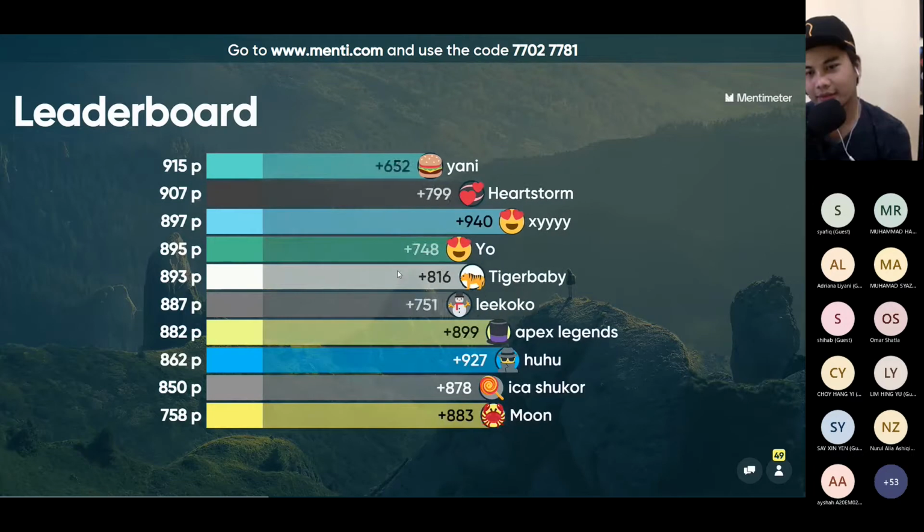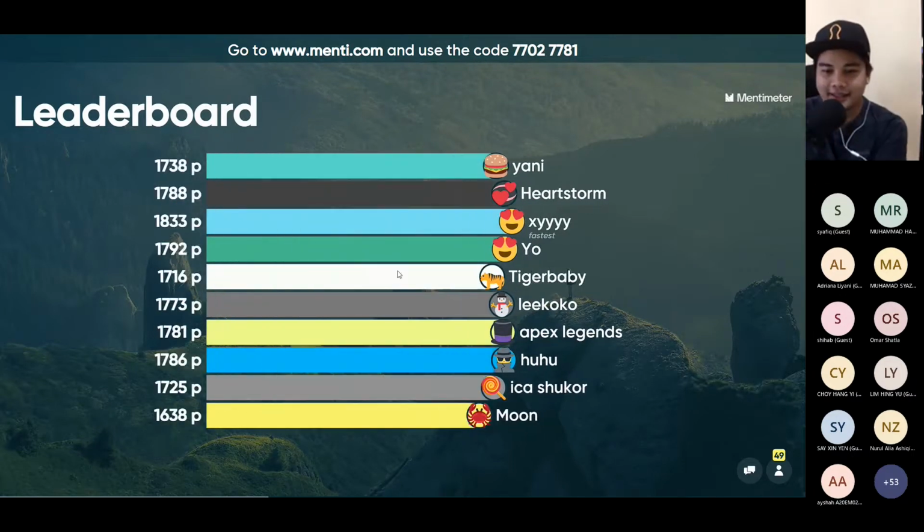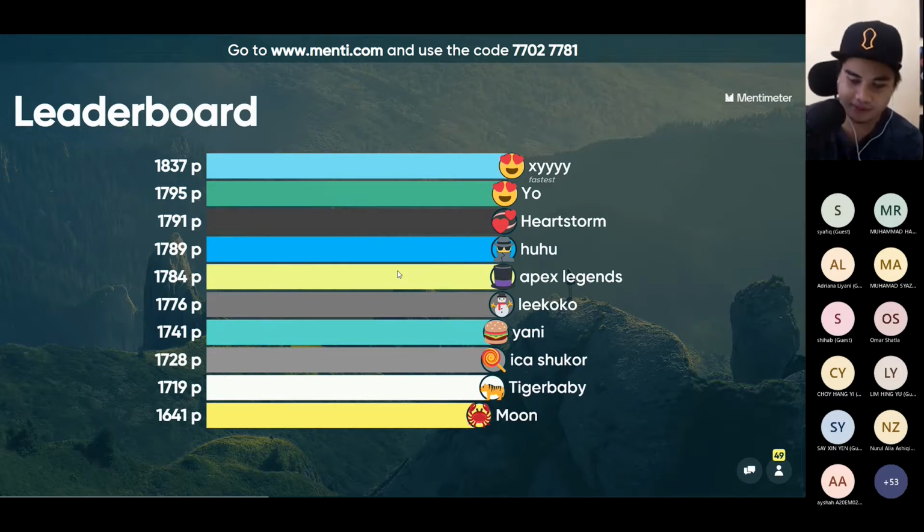Alright. Who is the fastest and the top one? Okay, XY. Good. Okay, Yani, number 6. Okay, Tiger, Baby and Moon. Okay, Moon appears in the top 10. Good.